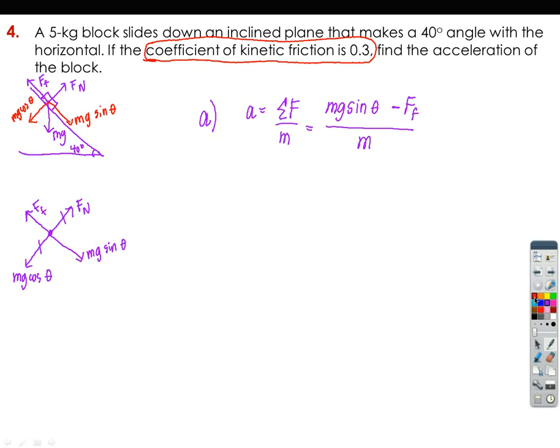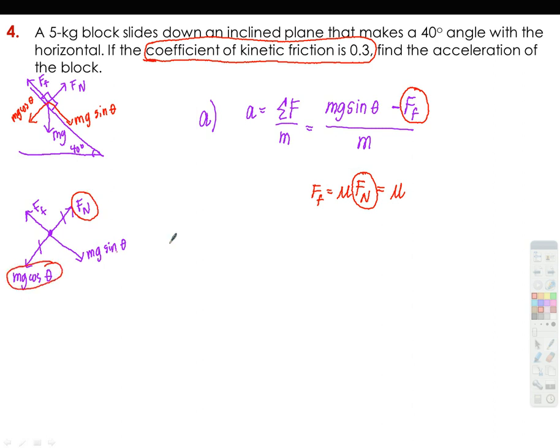Okay, now for your force of friction, we know that our force of friction is equivalent to mu times Fn, right? And then we know that our Fn, since it's not accelerating up and down, should be equivalent to this one. So that will be mg cosine of theta. And let's just plug this in here.